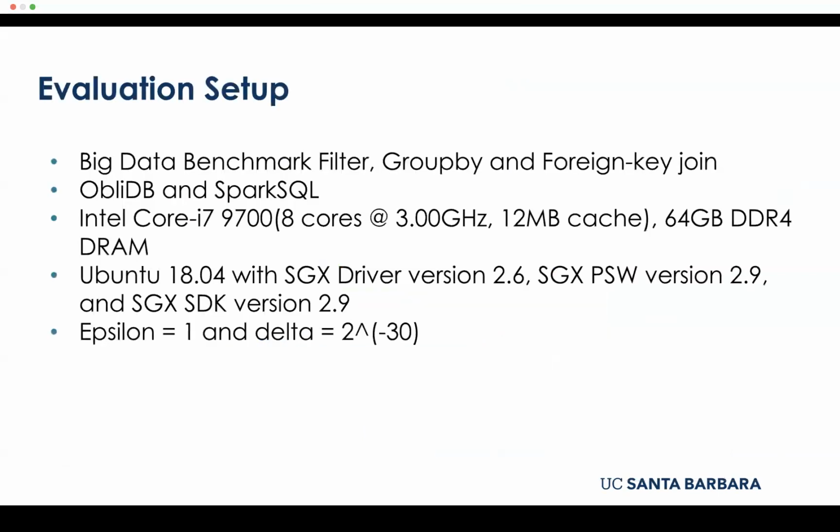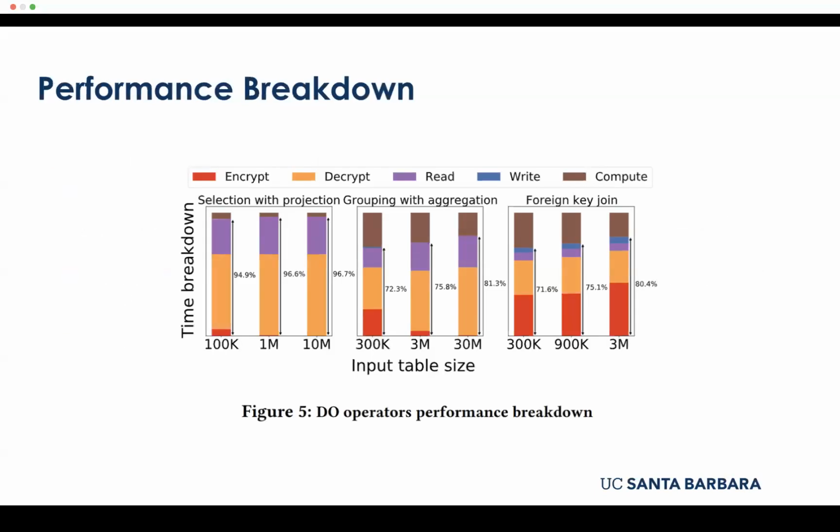Now it comes to the evaluation. We will use the big data benchmark: filter, group by, and foreign key join. We compare with ObliDB and Spark SQL. We set epsilon as 1 and delta as 2 to the power minus 30.